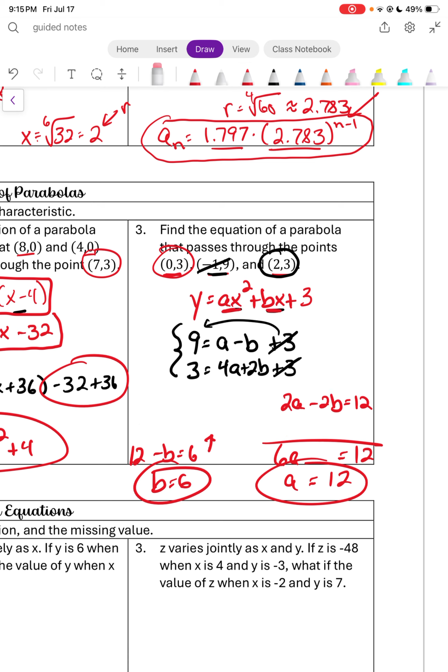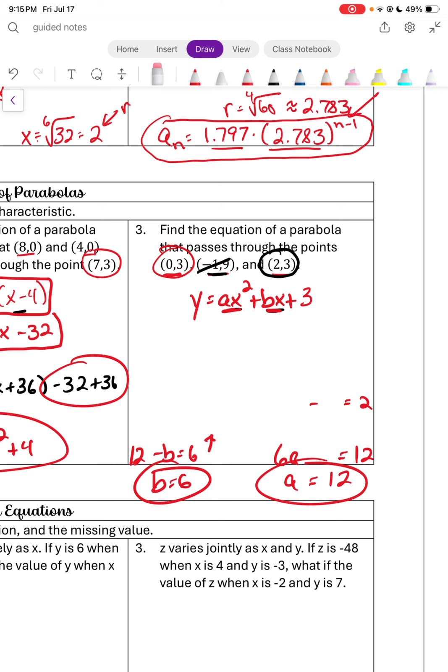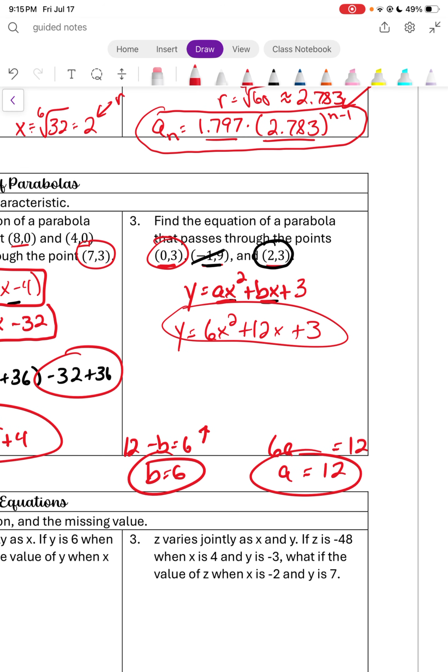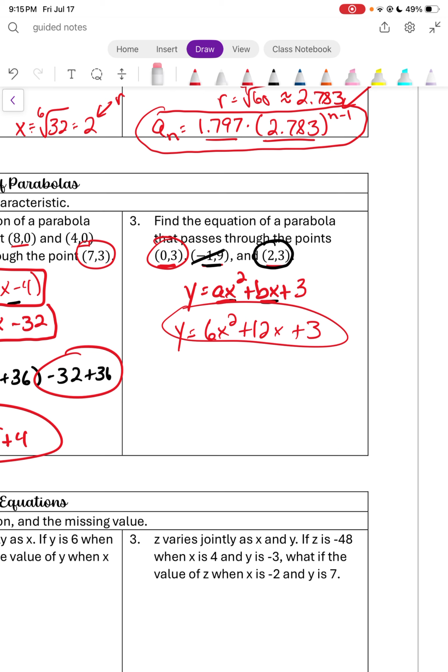Let me erase all this in the middle so I've got room to finish this. So you have an a value of 6, so that's going to be y equals 6x squared. A b value of 12, so plus 12x plus 3. So that's your first answer. You can try to factor that. I'm not sure. I don't think that's going to factor, so I don't think we're going to be able to put it in x-intercept or factored form.